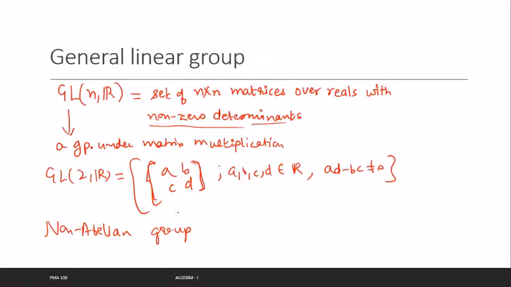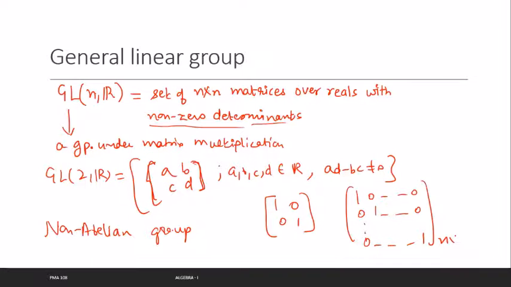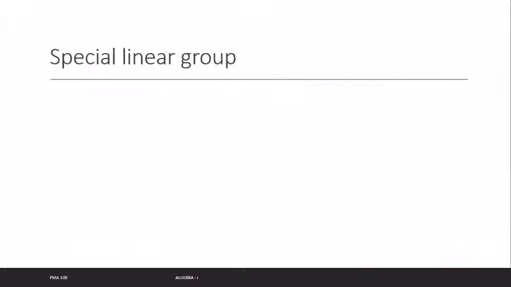If you want to verify all the properties of a group, we know the multiplicative identity for 2 cross 2, and for n cross n we know the identity matrix, right? This is the multiplicative identity for GL(n, R). And the inverse of every element will exist, because you have been given the condition that the determinant is non-zero. So that's about the general linear group, and then we have the special linear group.